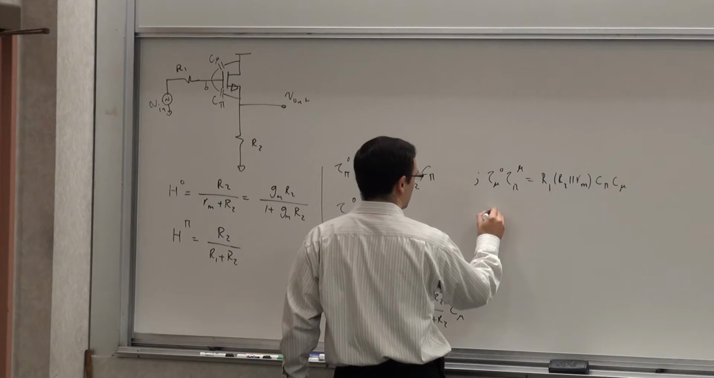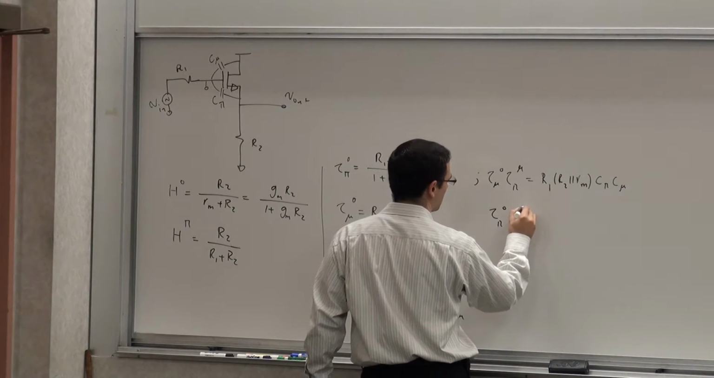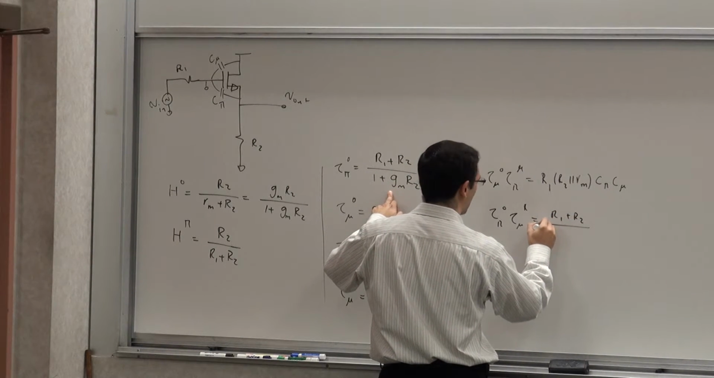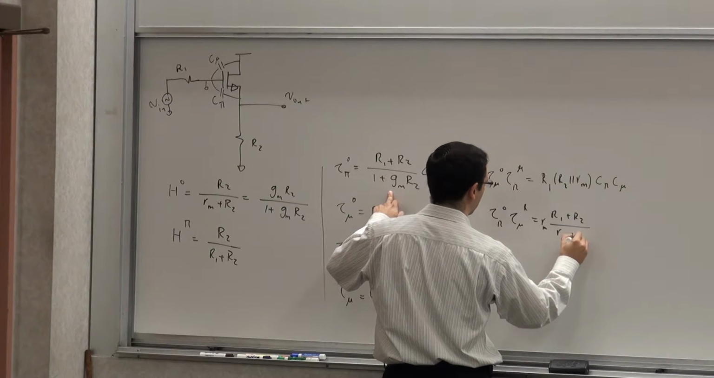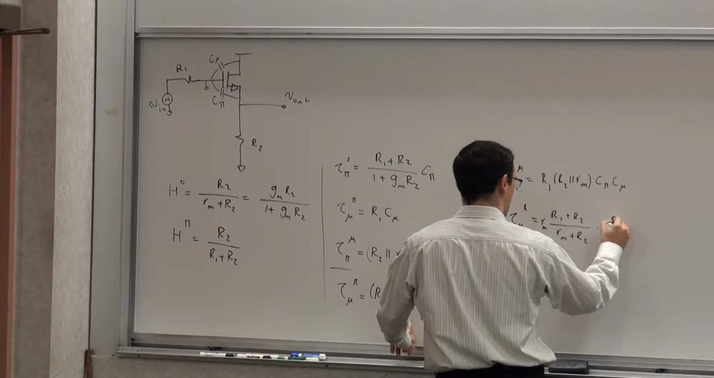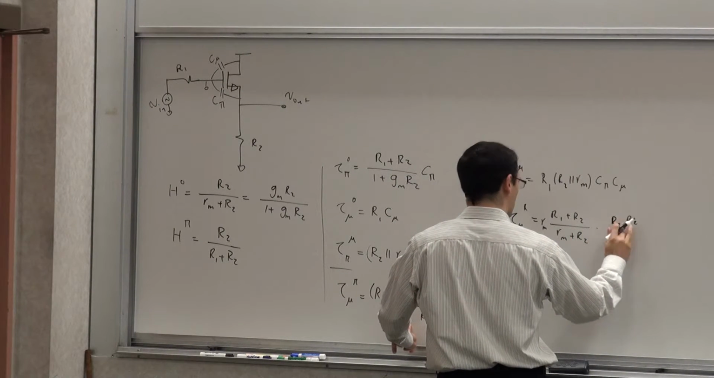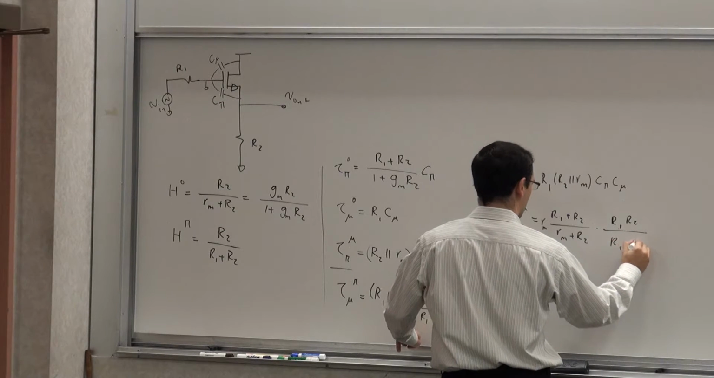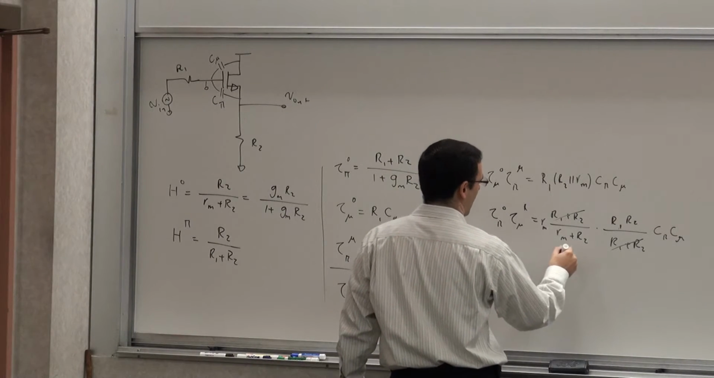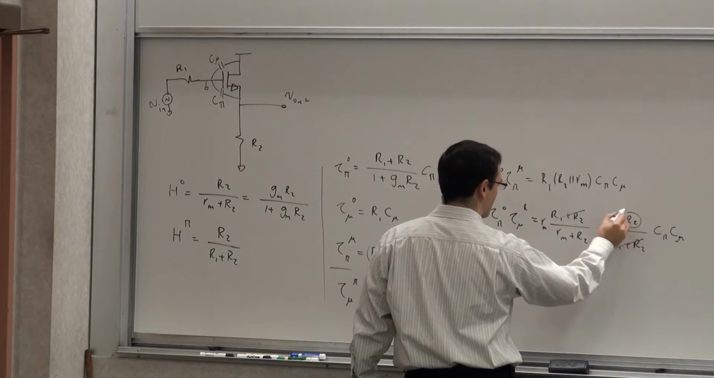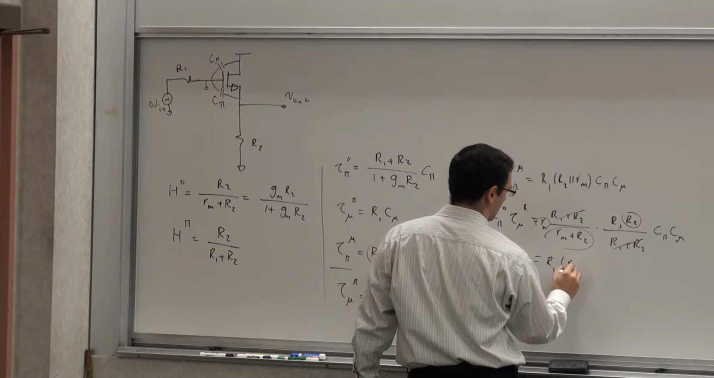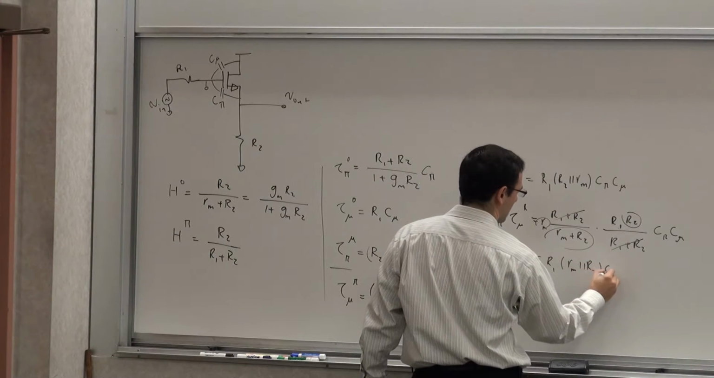this times that, which gives me tau pi 0 times tau mu pi. Tau pi 0 is R1 plus R2. I multiply the numerator and denominator by Rm, so I get Rm plus R2 times this guy, which is R1 R2 divided by R1 plus R2, C pi C mu. This cancels that, and then you can take this and that and that, which gives me R2 parallel Rm, so it becomes R1 Rm parallel R2, C pi C mu.